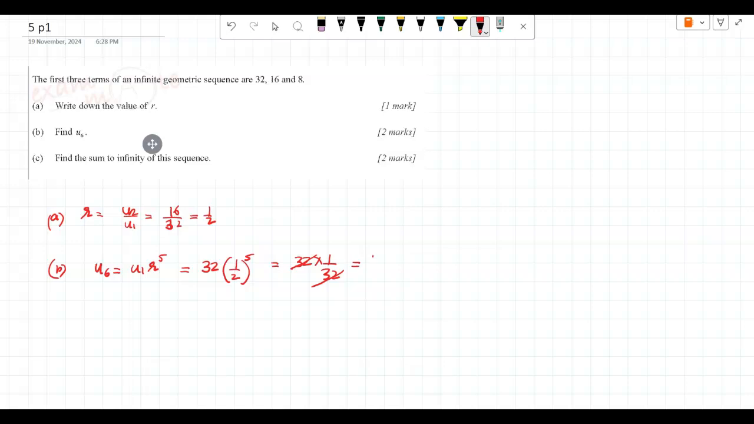Correct? 1. Sum of infinite terms: U1 upon 1 minus r. My U1 is my first term. 32 upon 1 minus half. So 32 divided by half. So that's 32 into 2, 64. Correct?